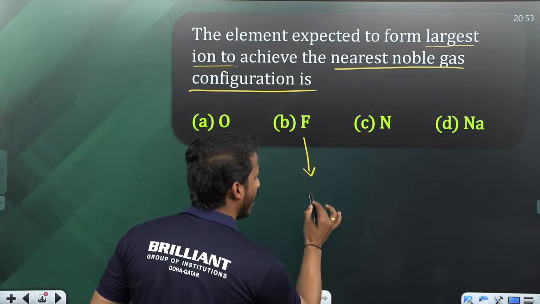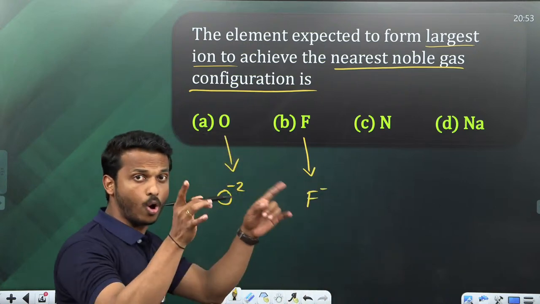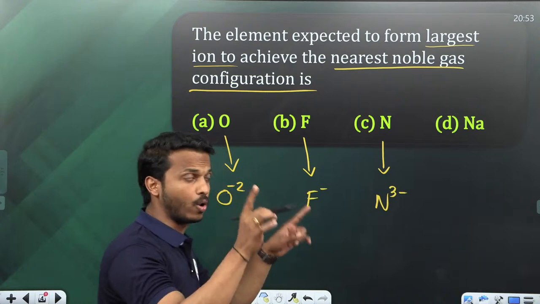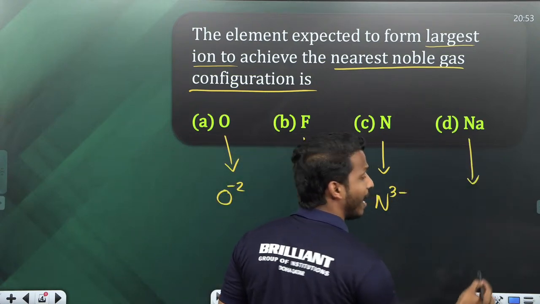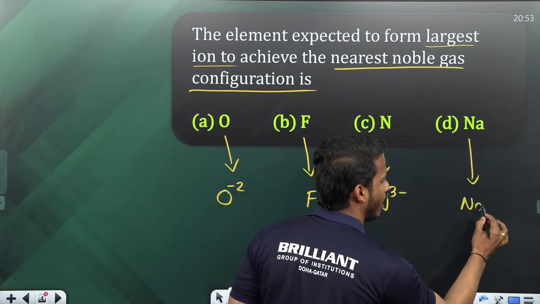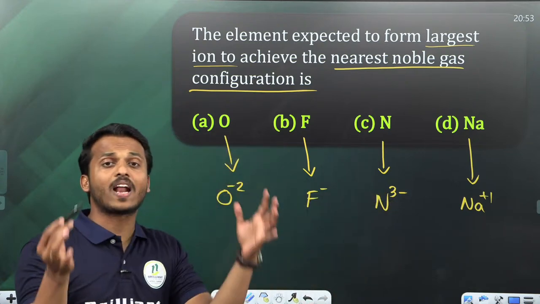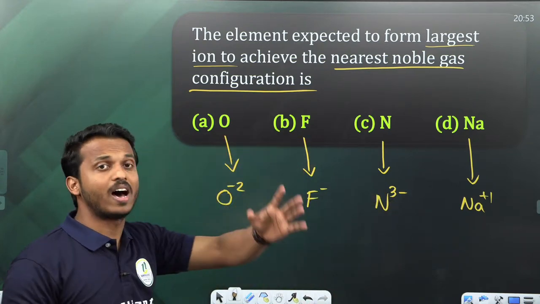What about fluorine? It needs 1 electron to complete its octet. And what about nitrogen? It needs 3 more electrons to complete its octet. And what about sodium? That needs to lose 1 electron, that is sodium plus 1. See, be very careful. It's a simple question. They are asking which one has the largest size.